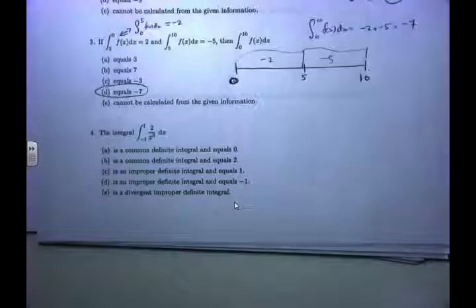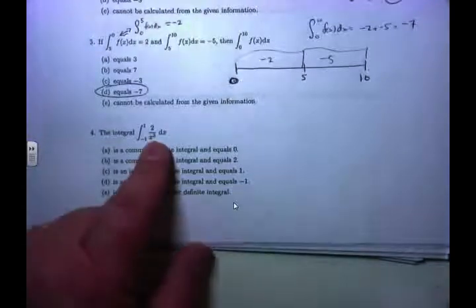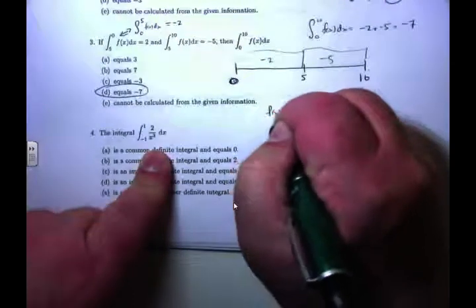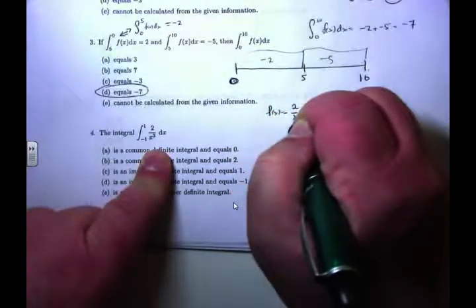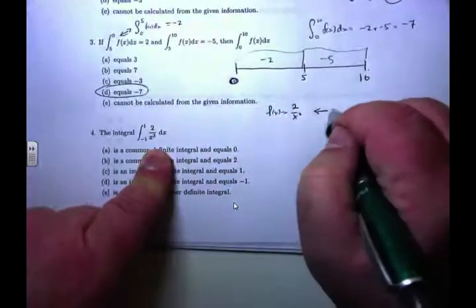There are two types of improper integrals. A common integral is just an integral with bounds, no worries. An improper integral is an integral with bounds where I'm integrating over a problem point or I'm integrating to infinity. When I've got an infinity on the bound, that's improper. When I integrate over a point that doesn't exist, that's also improper. Look at this function right here. The function f of x is 2 over x cubed. This sucker has a problem.